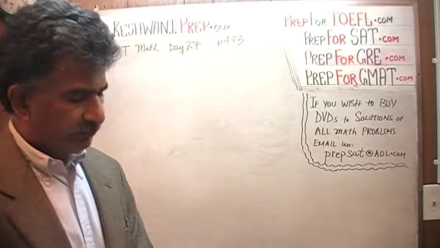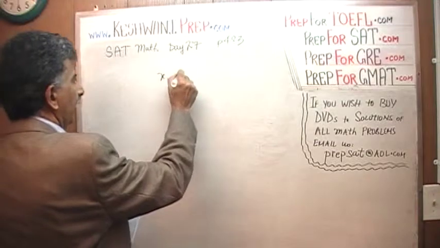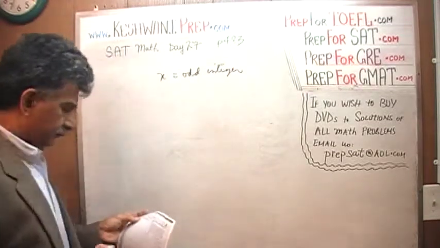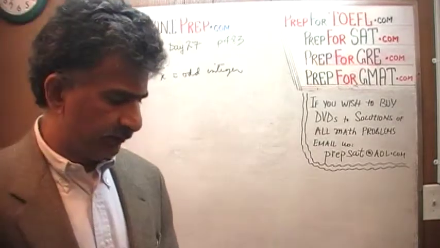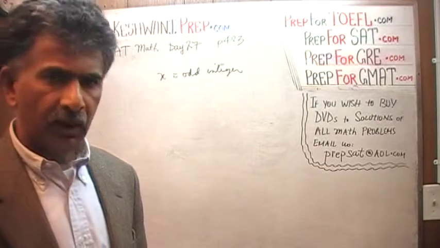It says x represents an odd integer. If x represents an odd integer, which of the following will represent the next odd integer greater than x? Next one that comes after x, greater than x. How do we represent that?